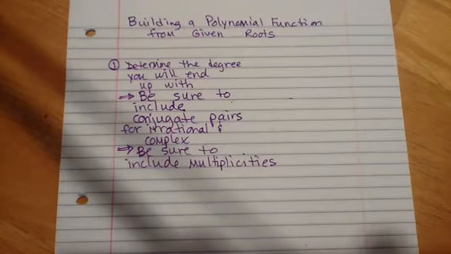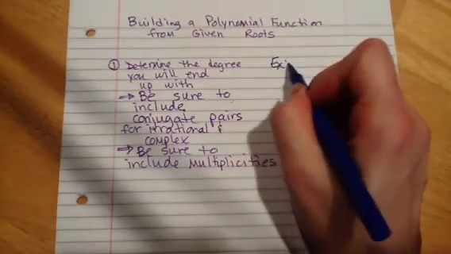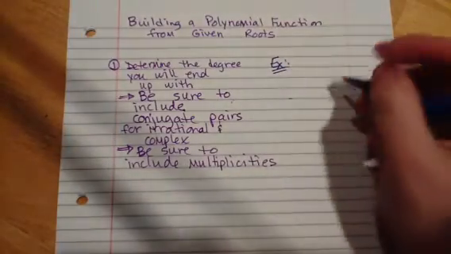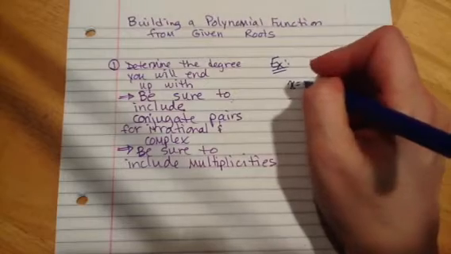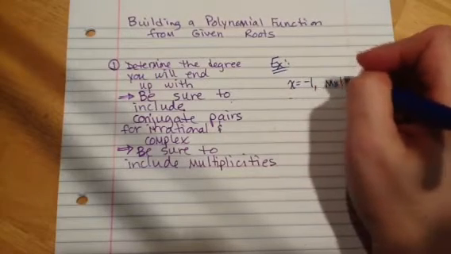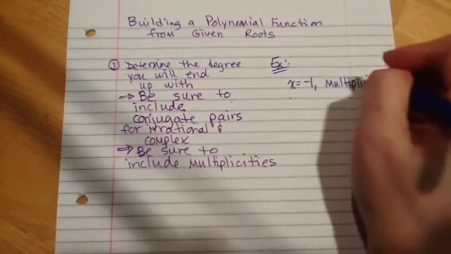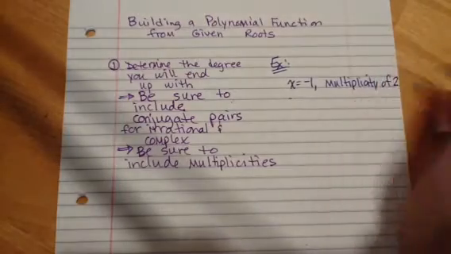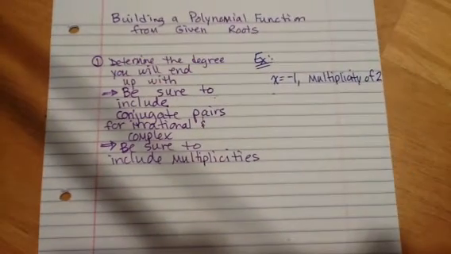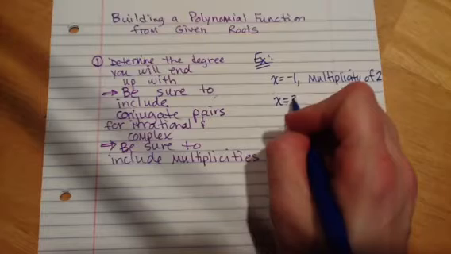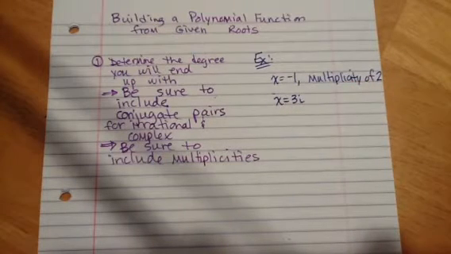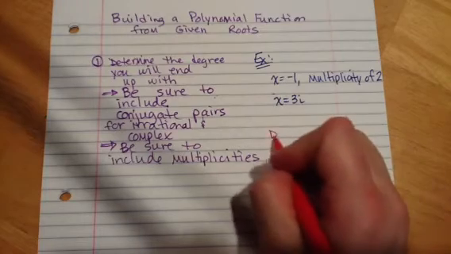So let's look at an example. For the example, I am going to provide you with the roots. X equals -1, and that's going to have a multiplicity of 2. And we're also going to have the root x equals 3i. So what will the degree be?